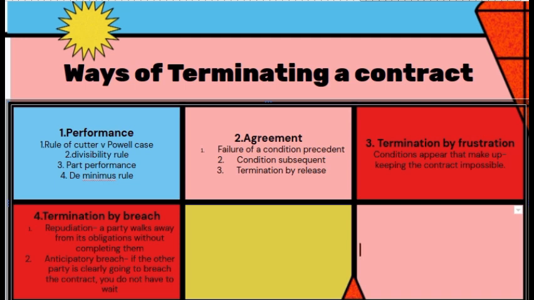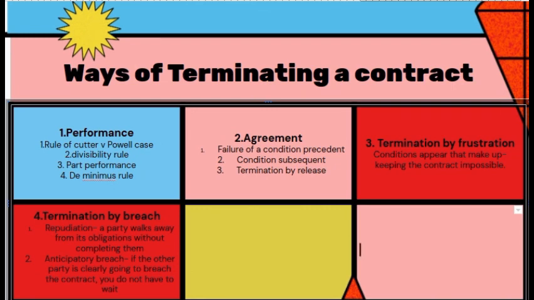to pay. So we also have something known as part performance, that says that if a party accepts a part performance of an obligation, they cannot rely on the rule of Carter versus Powell. That is performance. That is one way of terminating a contract.